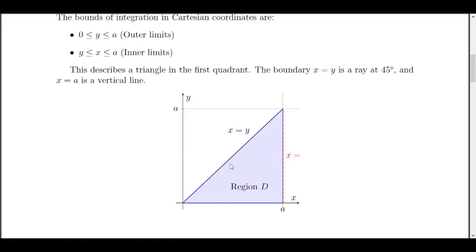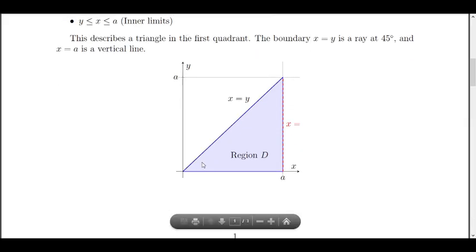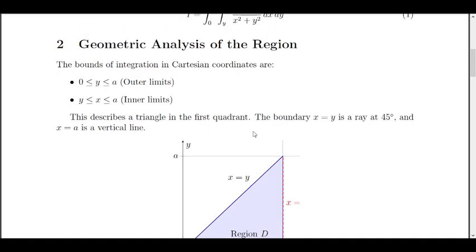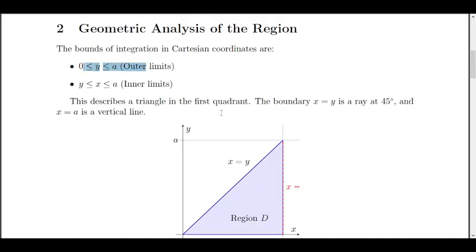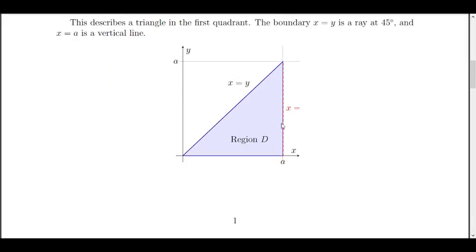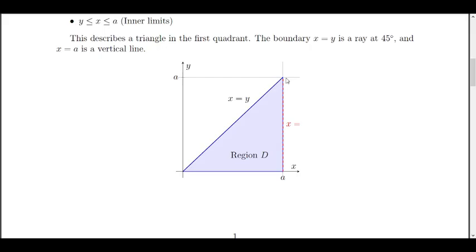Now how to draw this? Since x varies from y to a, x equal to y is a straight line originating from the origin, and x equal to a is a straight line parallel to the y-axis. Similarly, since y varies from 0 to a, y equal to 0 is the x-axis, and y equal to a is a straight line parallel to the x-axis. This is the common region.